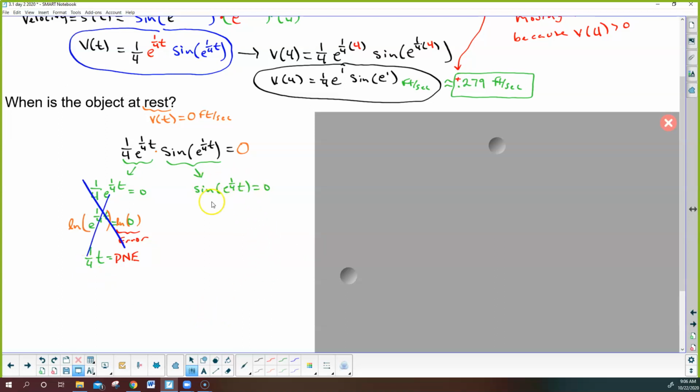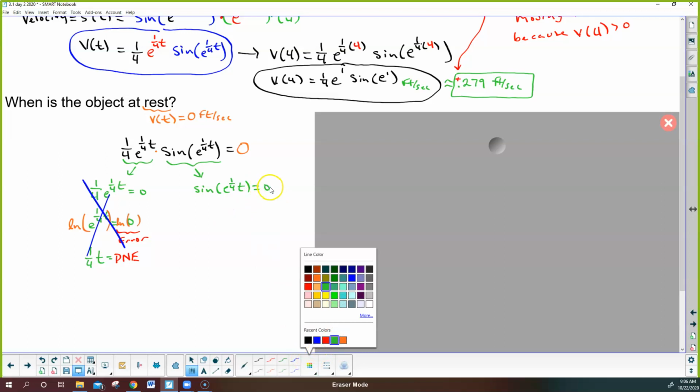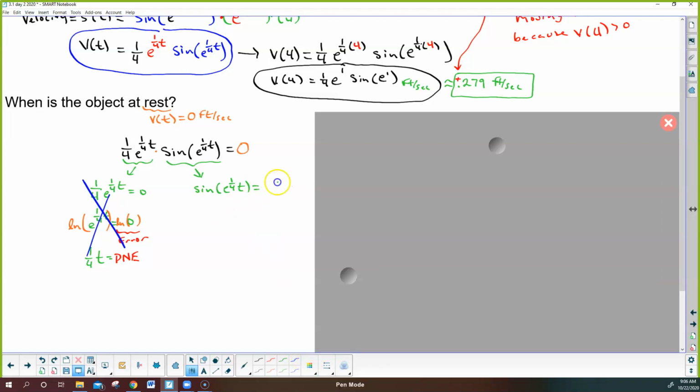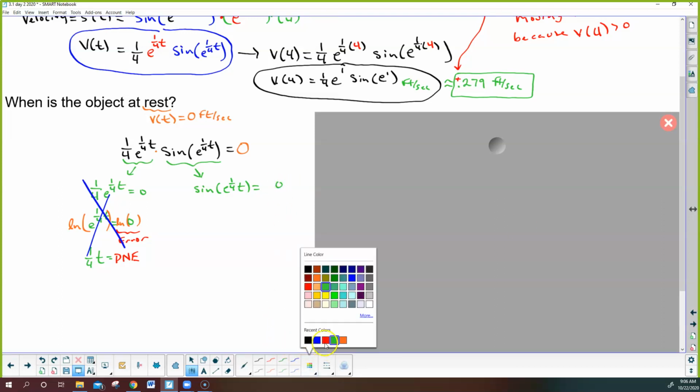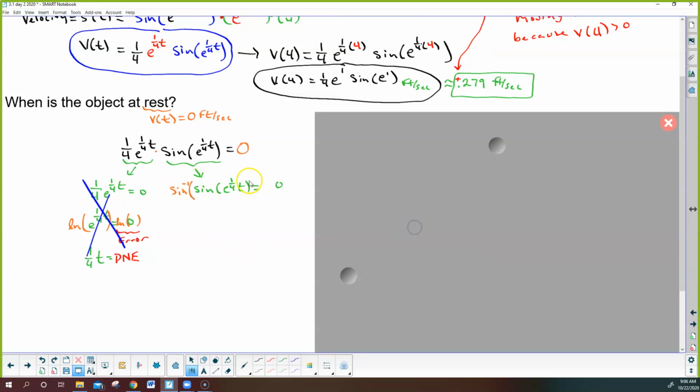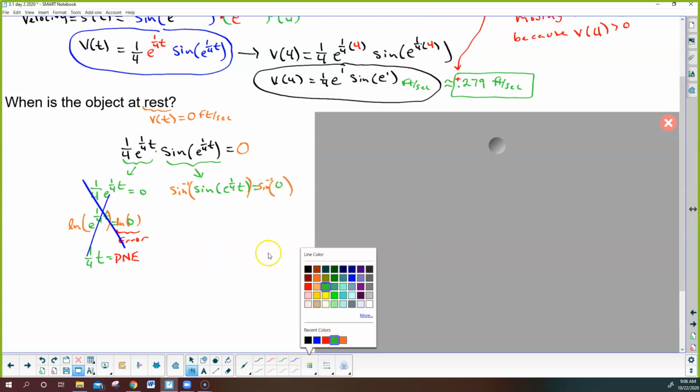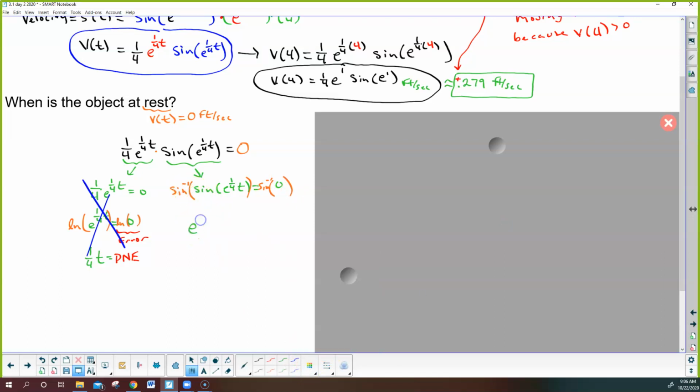Now, I can solve this, and this is very tricky. How do we solve this piece right here? Well, inverse trig. How do I get rid of sine? I have to undo the sine on both sides. And this is the part that always kind of shakes my calculus students' core. The sine inverse and sine go away.